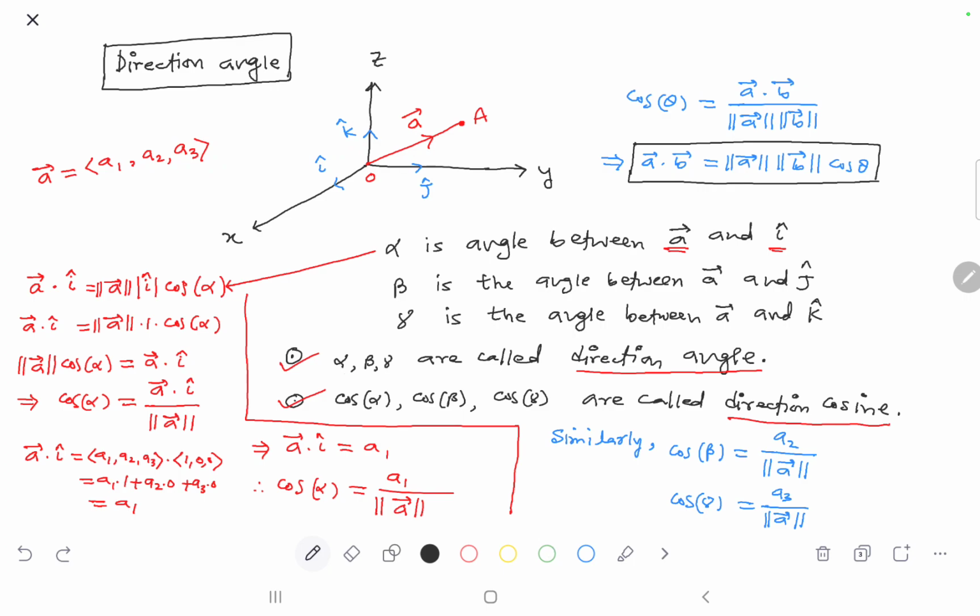So here the question: find the direction cosine and angles of this vector. Angles mean those alpha, beta, gamma. One thing I forgot to tell you, these alpha, beta, gamma are the standard notation. People generally use alpha, beta, gamma to denote the direction angles. Alpha is the angle that the vector a makes with i cap, beta is the angle the vector makes with j cap, and gamma is the angle made by the vector with k cap. And cosine alpha, cosine beta, cosine gamma, you have to calculate the cosine of those angles. That is the direction cosine.